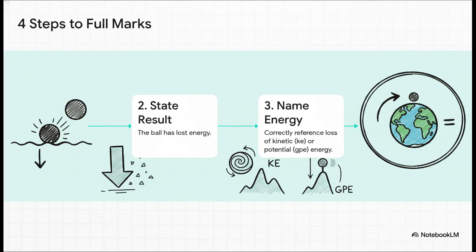For your 3rd mark, you got to get specific. What kind of energy? You have to mention kinetic or potential energy. And finally, you tie it all together with the big picture idea. Because the ball alone isn't a closed system, the total energy of the entire system, that's the ball and the Earth, is what's actually constant. Each step just builds on the last one. That's how you get all 4 marks.